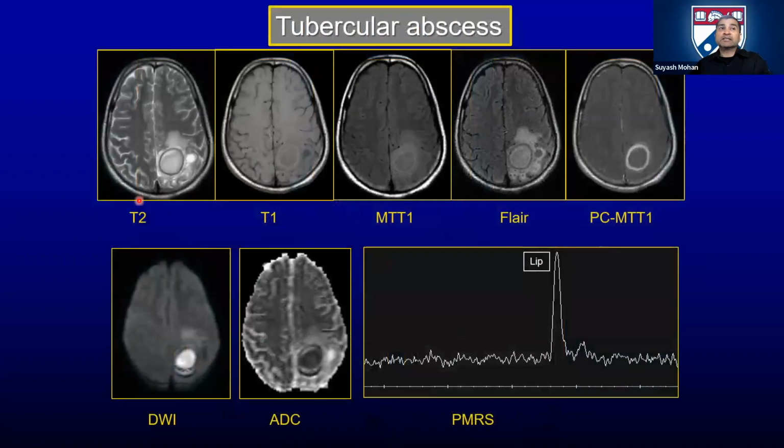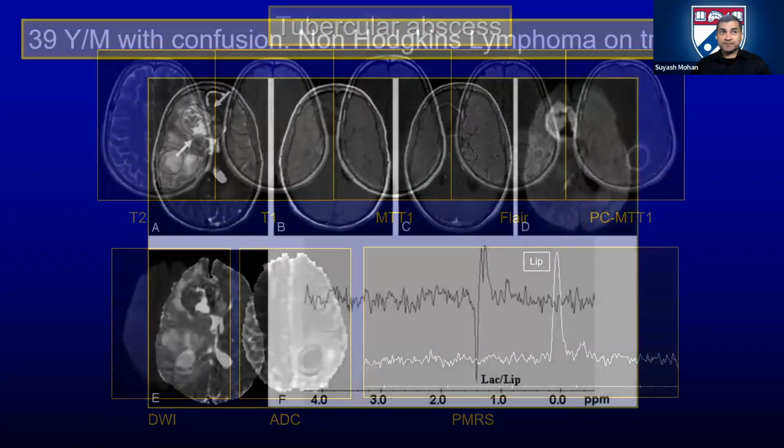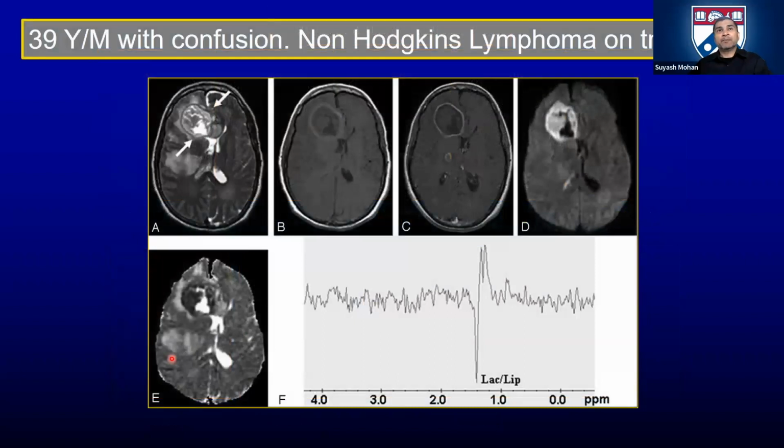Now, if the central signal on T2 is hyperintense, and notice now it is restricting, this is how we diagnose a tubercular brain abscess. Now, another example of the kind of abscess that has very unique imaging features is this example.